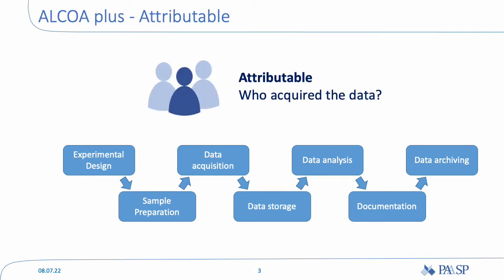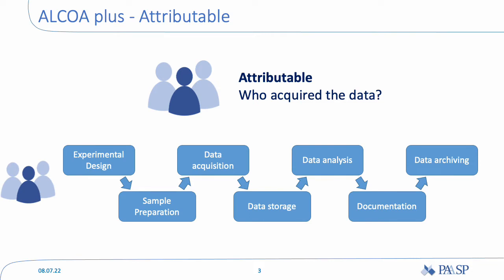The first letter of ALCOA stands for Attributable. That is, who acquired the data or performed an action. Basically, it means that the originator of the data must be uniquely identifiable. There must be a written record of this, and this must be ensured throughout the entire experiment.